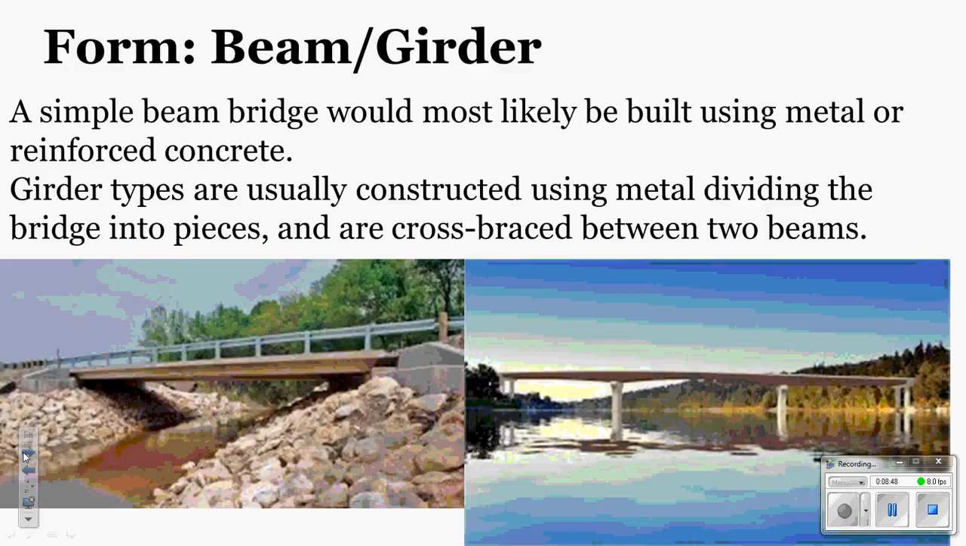So you can see that the simple beam is the first picture, and then we have our girder type, dividing the bridge into pieces. So we can see at this bridge, I'm seeing three different pieces here. And so we have cross braces between these beams.